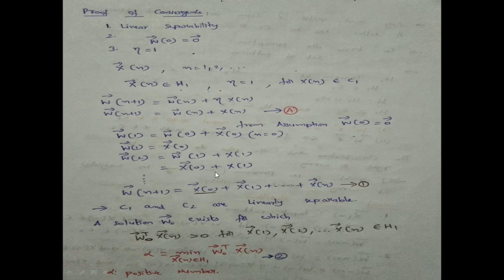As we continue, we will ultimately get W of n plus 1 is equal to x of 0 plus x of 1 plus so on up to x of n. Let us call this equation 1. Here we are considering x of 0 plus x of 1 and so on up to x of n, but we do not consider x of 0 while solving the equations because this is a fixed input, right?